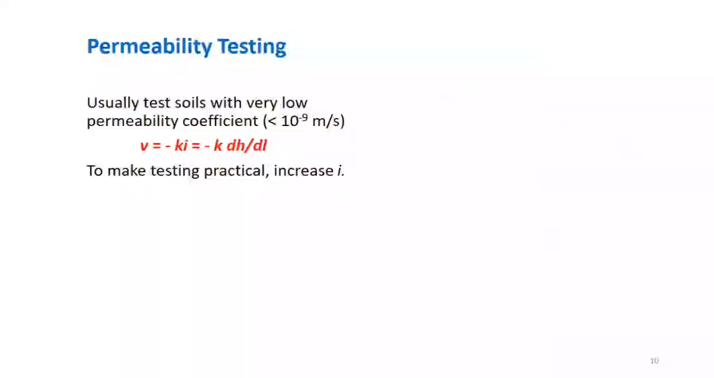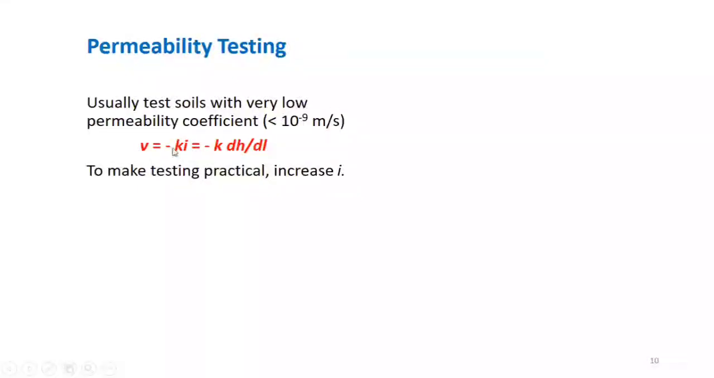Usually we test soils with very low permeability coefficient, like less than 10⁻⁹ meters per second, because above it is clay, and it's hard to test any soil with the permeability higher than that, because it's going to take a lot of time to saturate the soil first and then perform the test under steady state conditions.